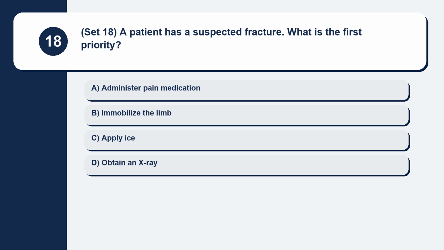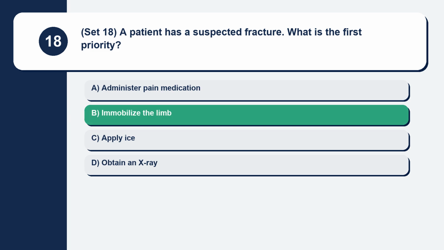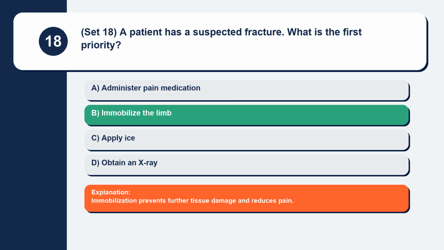Question 18. Set 18. A patient has a suspected fracture. What is the first priority? Administer pain medication, immobilize the limb, apply ice, obtain an X-ray. Immobilization prevents further tissue damage and reduces pain.